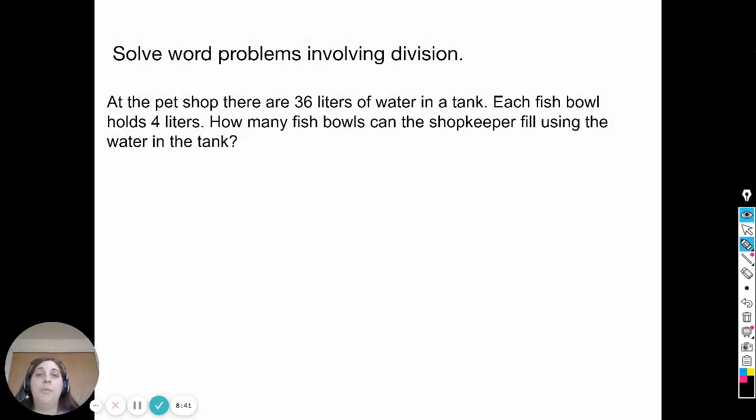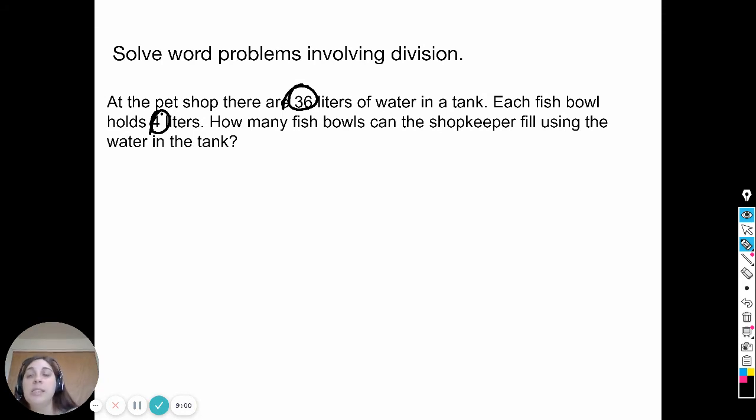Okay, now we're going to work on one involving division. At the pet shop, there are 36 liters of water in a tank. Each fishbowl holds 4 liters. How many fish bowls can the shopkeeper fill using the water in the tank?